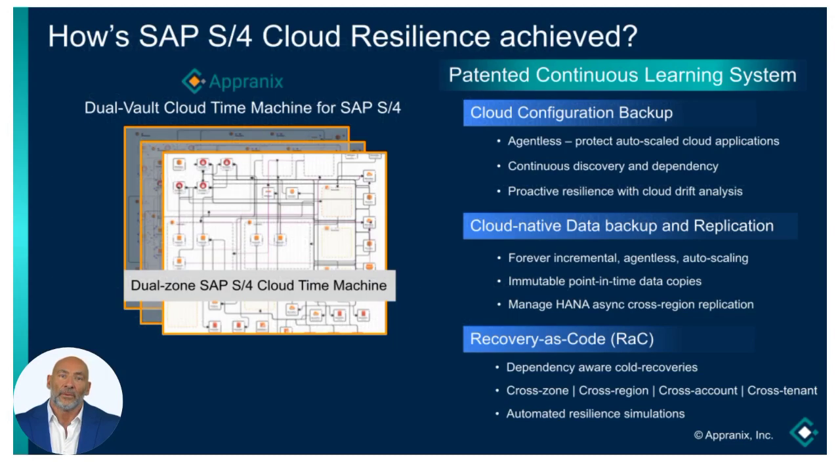SAP S/4 Cloud Resilience is achieved with Appranix's patented system and Dual Vault Cloud Time Machine. It provides cloud configuration backup, continuous discovery of dependencies, and proactive resilience for all the AWS SAP services. It manages HANA async cross-region replication and allows dependency-aware cold recoveries through recovery as code. The system also conducts automated resilience simulations to ensure that your SAP S/4 system is resilient.